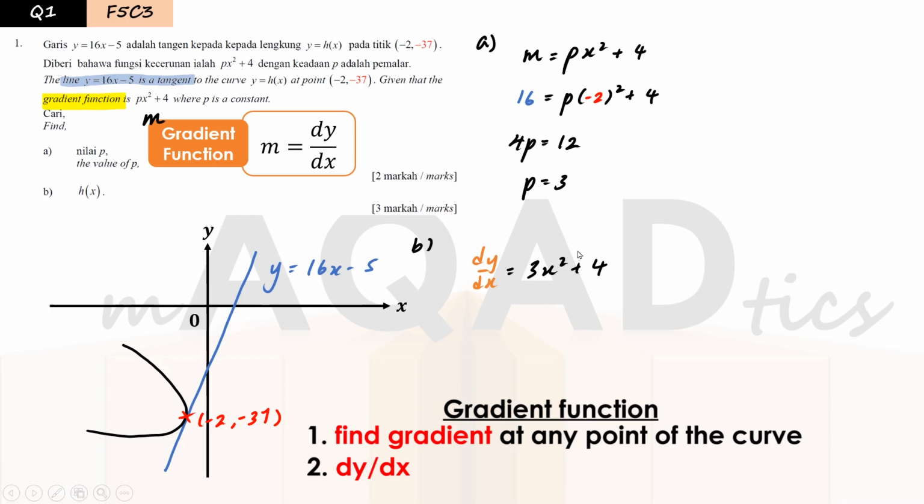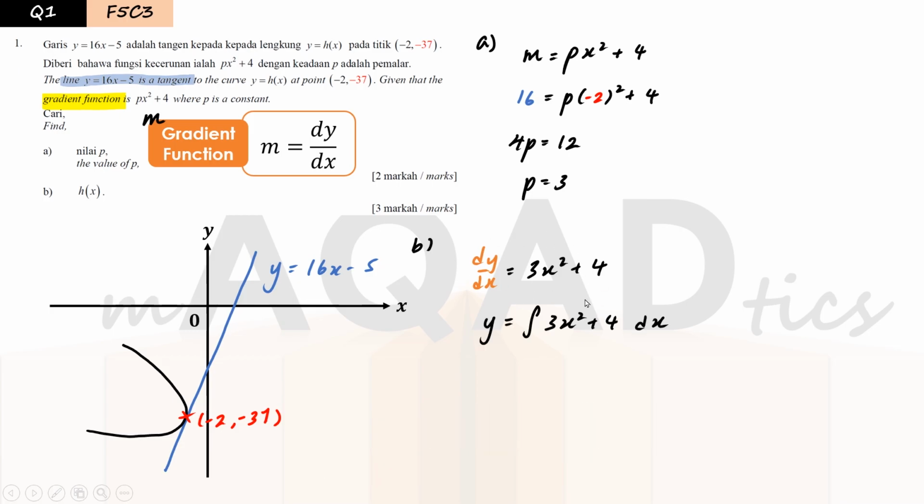Now if you want to find the original equation of the curve, we need to integrate this back. To start off with integration, we put this curvy line at the front and dx at the back, because everything here is x. We integrate the terms one by one. The first one has an x and a power, so we add 1 to the power and divide by the new power, which is 2 plus 1, which is 3. So here will be 3x cubed over 3.